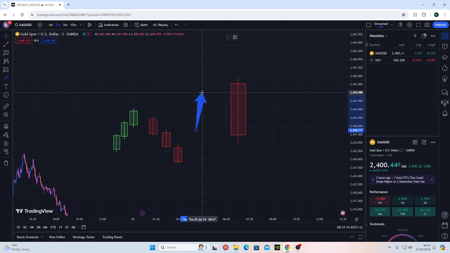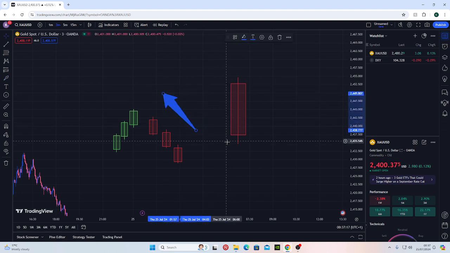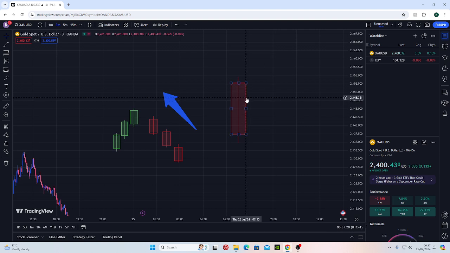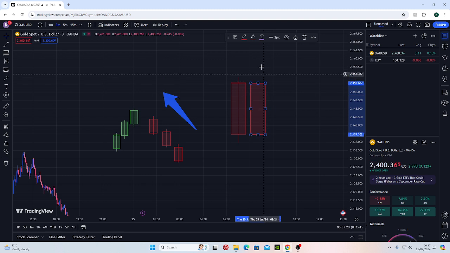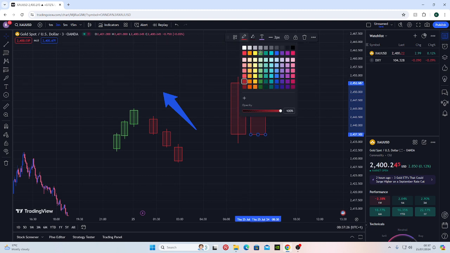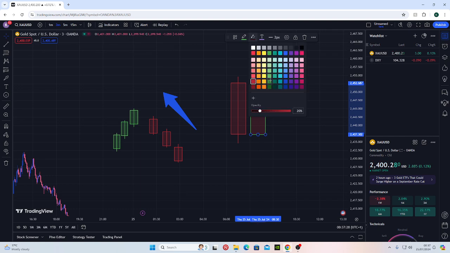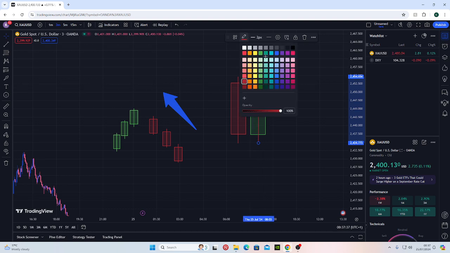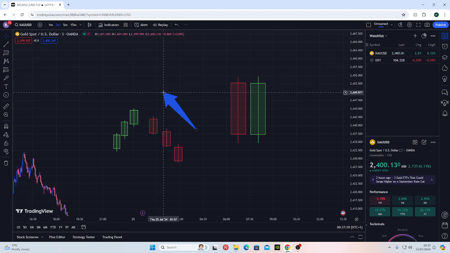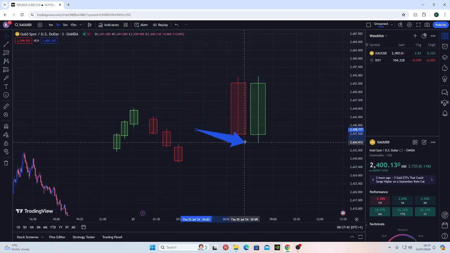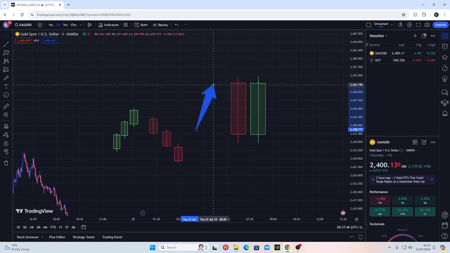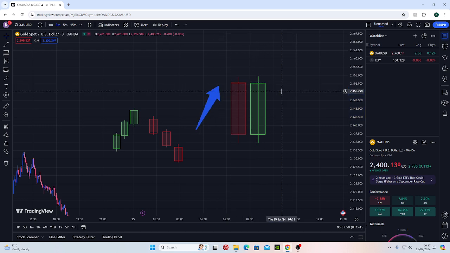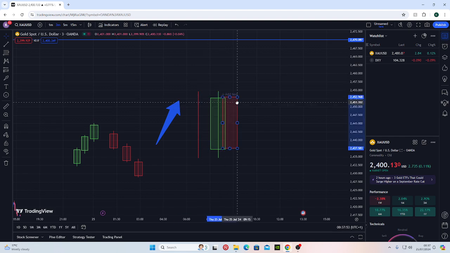Obviously, if the candle was green, it would have been like this. Change it to green. Because this candle closed down here, it means this one's going to open down there, right? And then it closed up here, so the next candle is going to open from there.